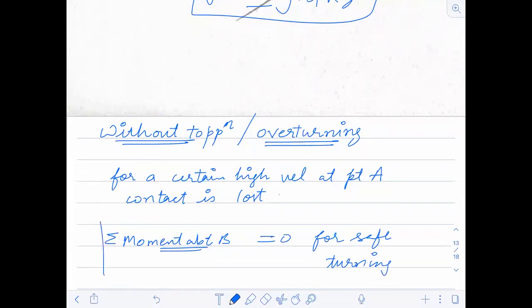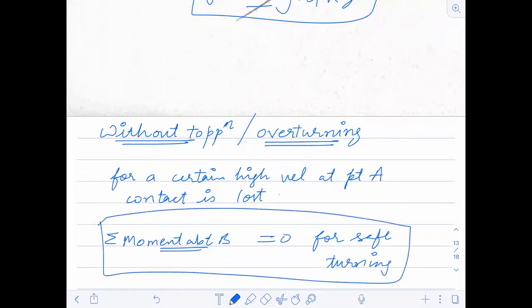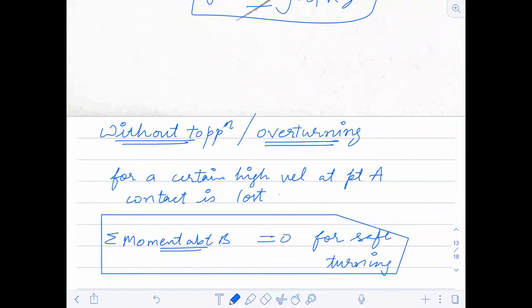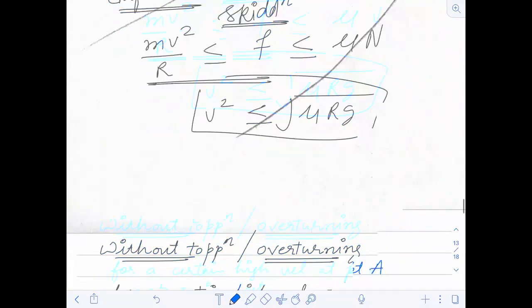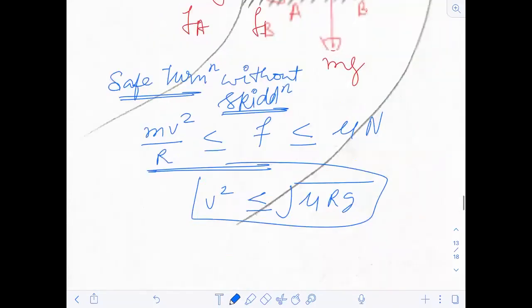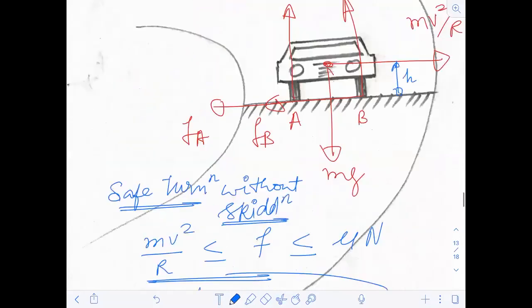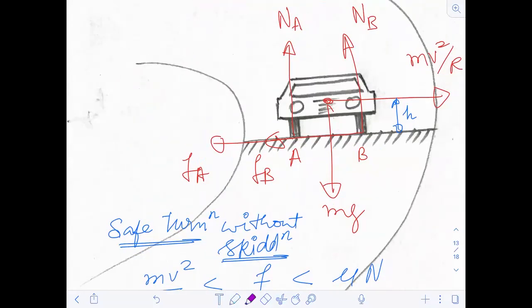Understood? This is the case. Now, for safe turning without toppling, you see here, there are two forces that can give me moment at point B. Now see here, frictional forces will not give me because the line of contact is the same.